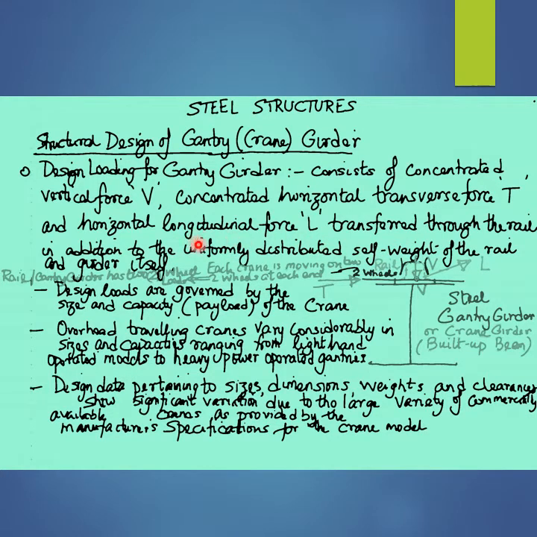And the overhead electric crane is supported by two wheels at each end. That is, two wheels on each rail.